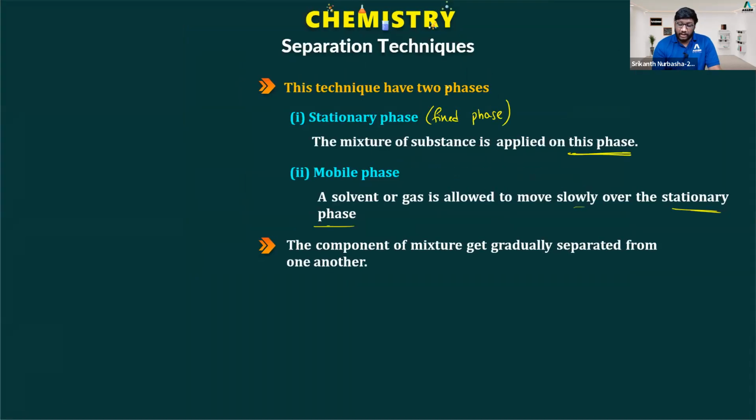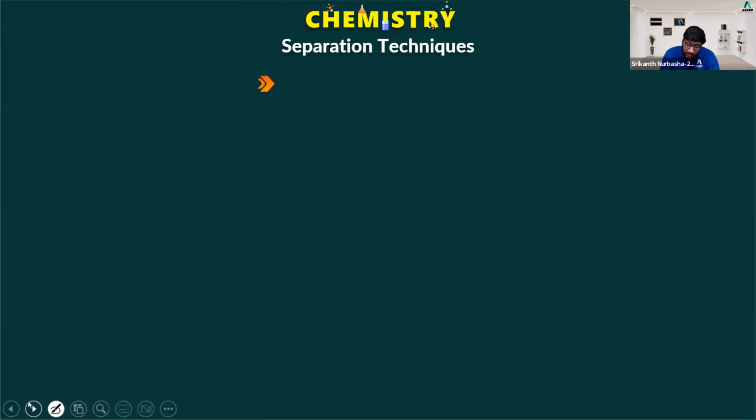So we'll start with the discussion, students, again. Adsorption chromatography and partition chromatography, 2 are there. In that, we will have a stationary phase or fixed phase. The fixed phase is kept in a particular column, and over the fixed phase you will pass the solvent, which is nothing but the mobile phase. Mobile phase means something which is moving. The components of the mixture get gradually separated from one another. How is that going to be separated? We'll study.